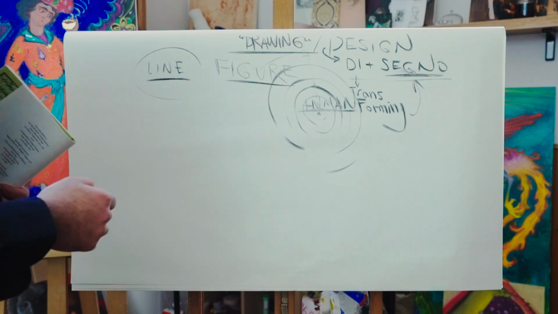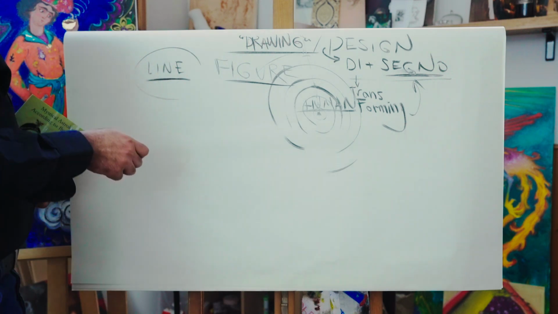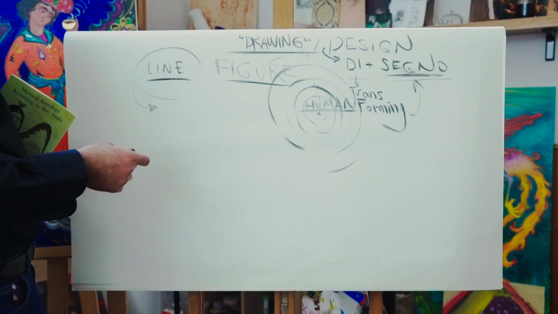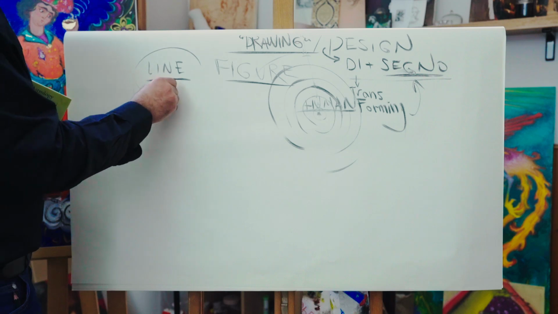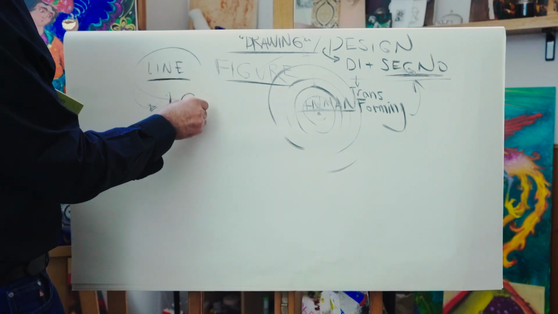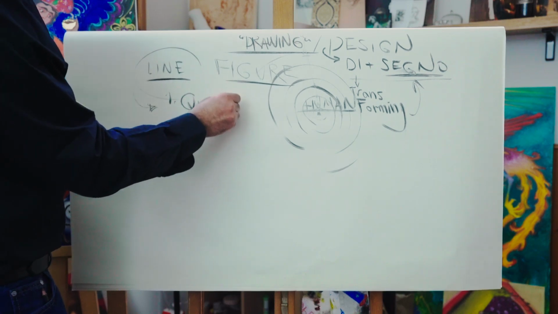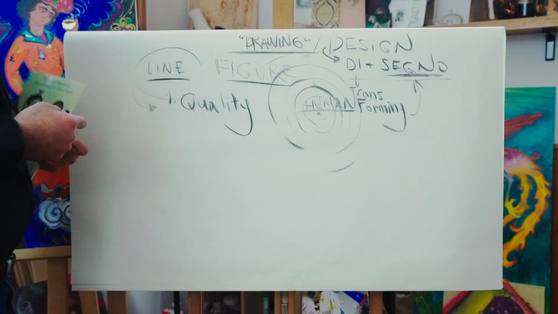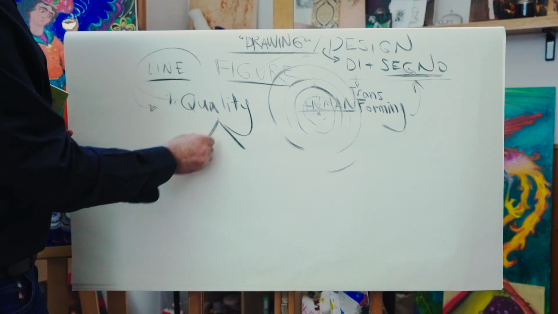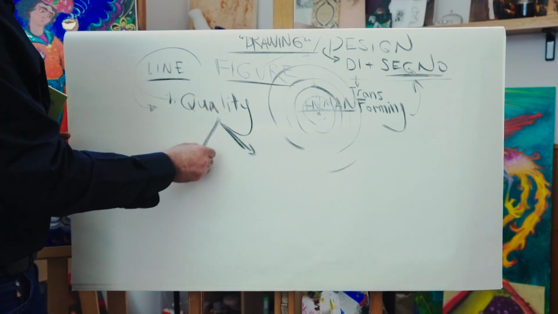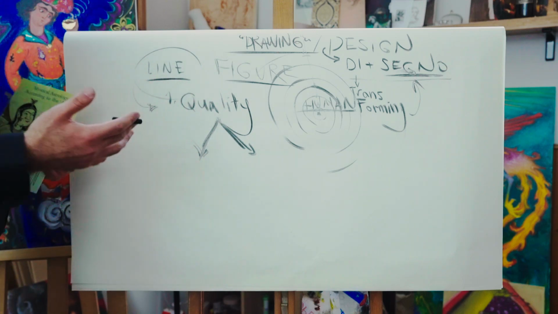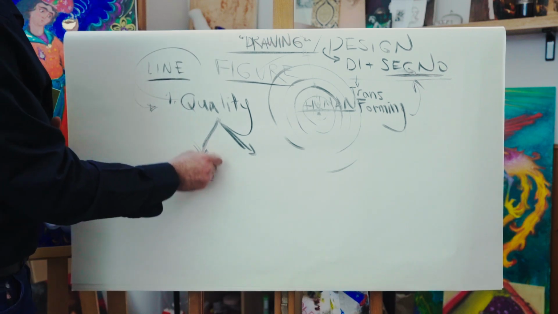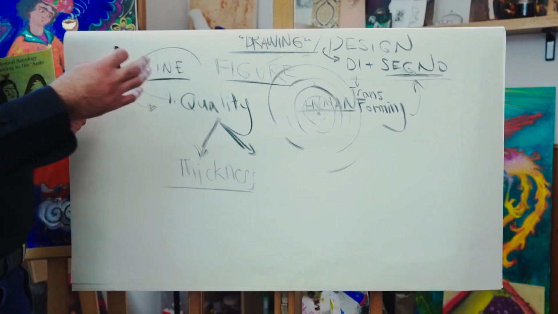Line is the first visual element that we love to talk about. Each line that you make has two separate aspects. First one is the quality. Of course, the second one could be the rhythm, the quantity of lines that you use. But here, again, I can tell you other things about the quality. For example, thickness. The thickness of each line is really important.